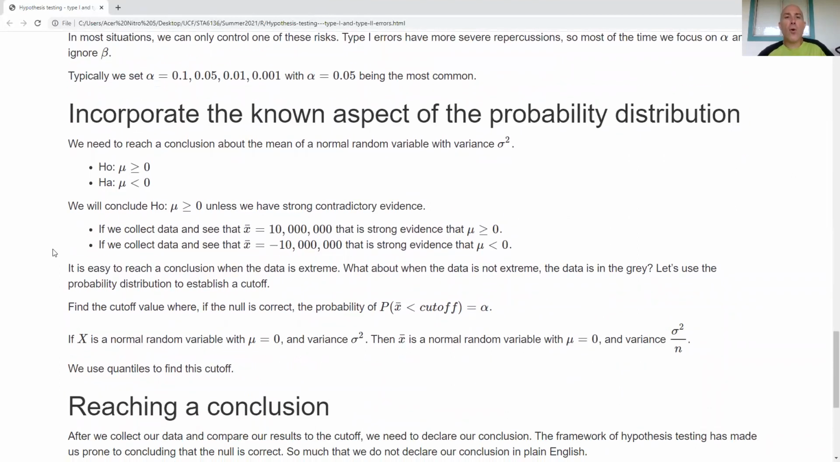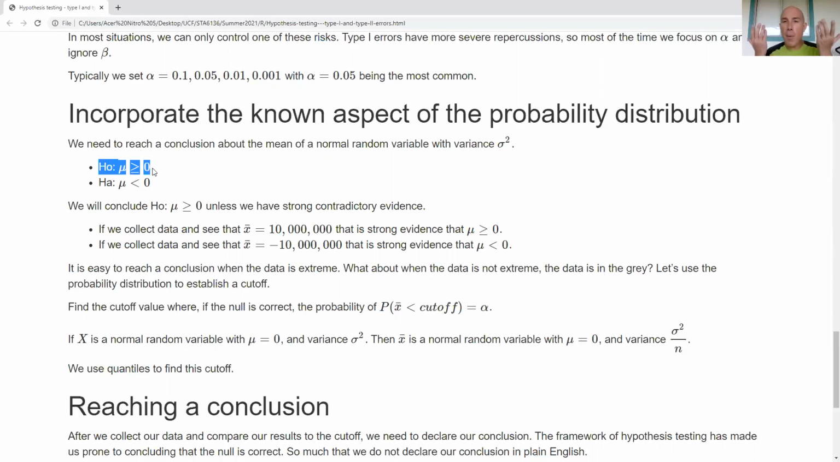Okay, so now let's incorporate known aspects of the probability distribution. We need to reach a conclusion about the mean of a normal random variable with variance sigma squared. So I need to make a decision. Either I conclude that the true population average is positive or 0, or I conclude that the population average is negative. Remember that I've got an equal sign here because nulls always get the equal sign. I'm going to go with the null hypothesis unless I have strong contradictory evidence.